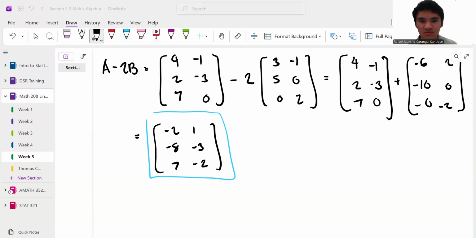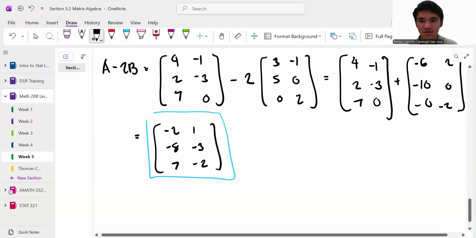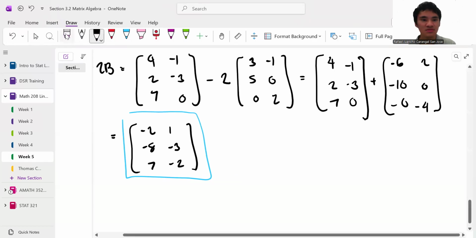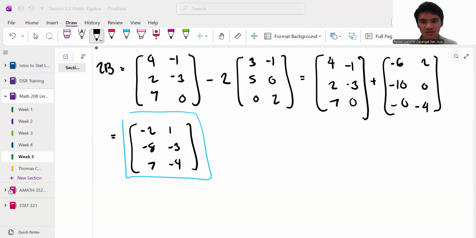Oh, shoot. I messed up somewhere. Oh, I forgot to multiply the 2 here. My bad. So this is a 4. So this here is a 4. And that should be it. Cool.